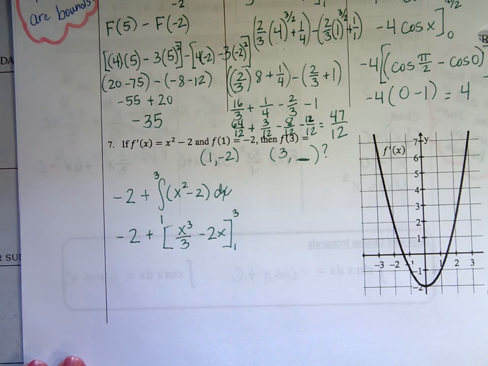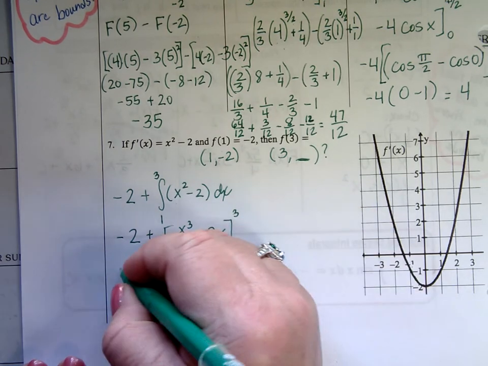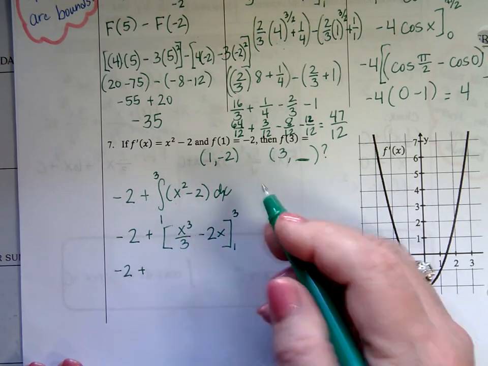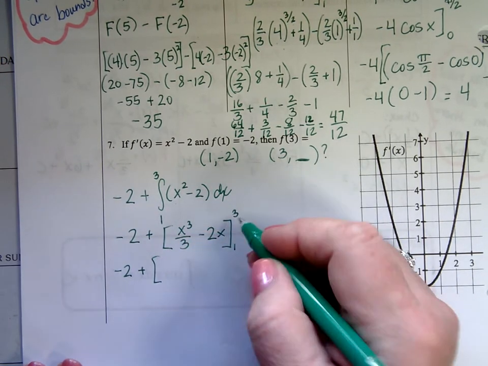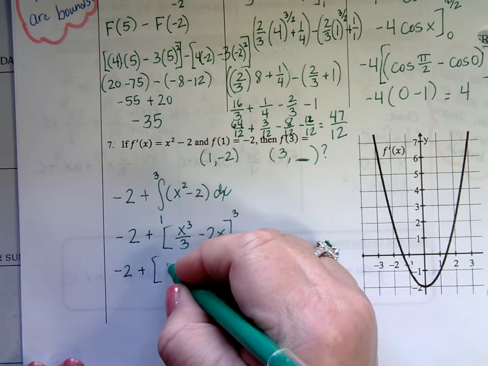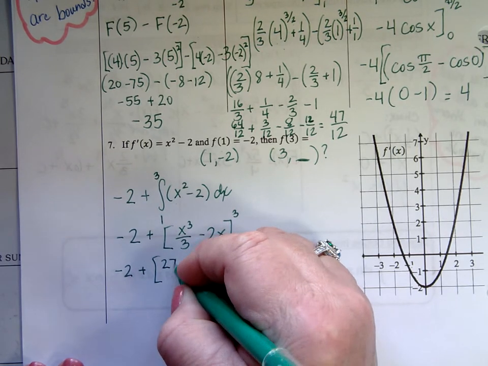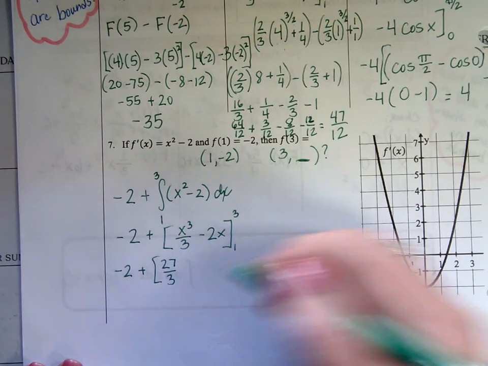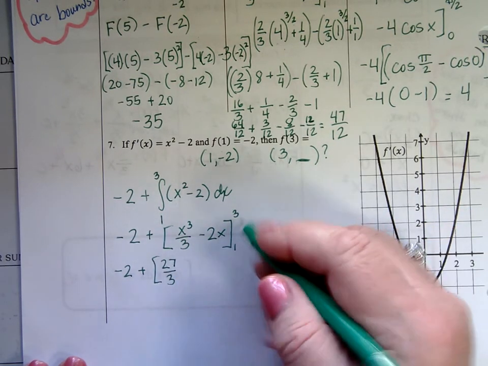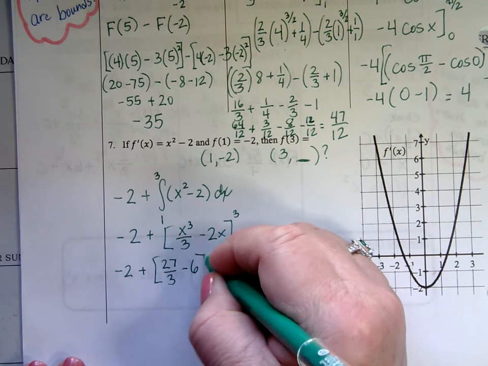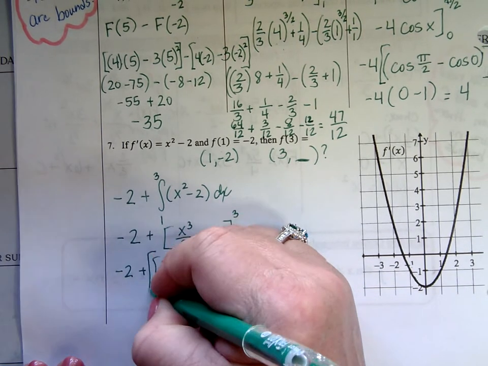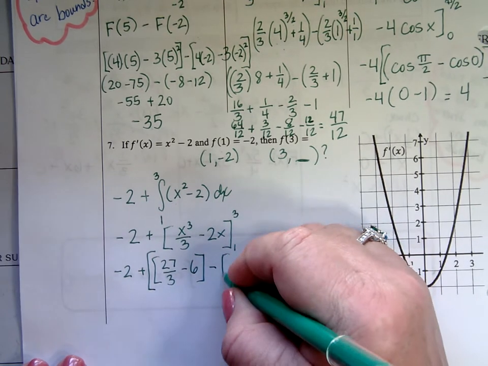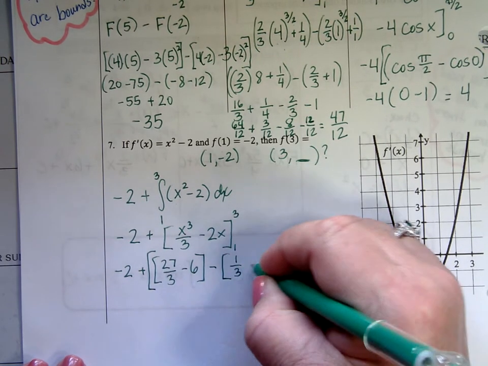All right, so here's where we go. Get negative 2 that's working in front, just staying there. If I plug a 3 into this, 3 cubed is 27 over 3. We'll come back and simplify that in a minute. 2 times 3 is 6. Maybe I need double brackets here. Minus f of a. Put a 1 in there. 1 cubed is 1, so 1/3. 2 times 1 is 2.